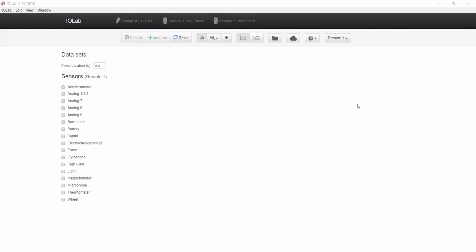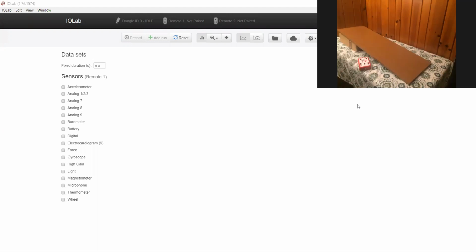So let us start by, I've already opened the software. Let us start by putting the dongle into the USB port of your computer. When I put it into the computer, this thing will turn on. Okay, you see it has appeared. Then let us turn on our IOLab device also so that it will be paired. You can see the blink here, the light is blinking.